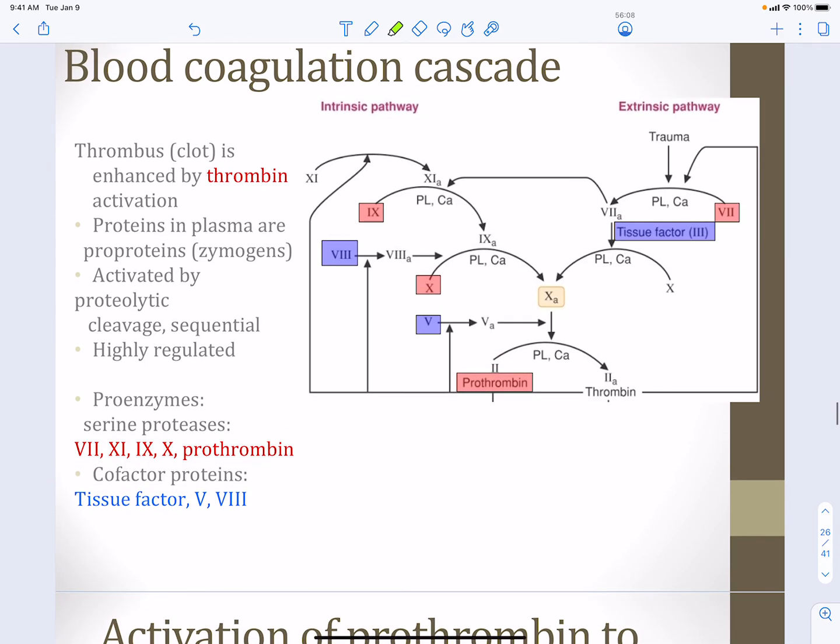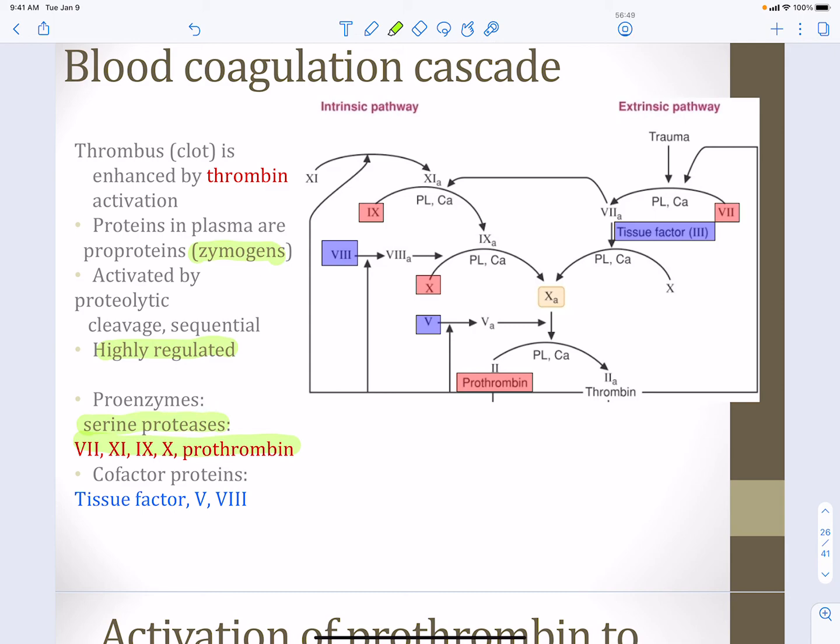So a thrombus or clot is going to be basically fueled by thrombin activation. And all of your proteins listed here, all of your different factors, are zymogens. Similar to your digestive enzymes, they have to be activated, so they're not in an active form circulating in your body. And this is, of course, going to be very highly regulated. So some things to keep in mind are serine proteases in this pathway, because we have serine protease inhibitors. Each of these factors will be inhibited with those serine protease inhibitors.